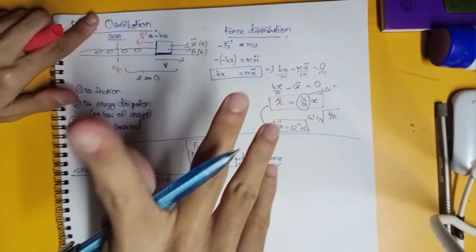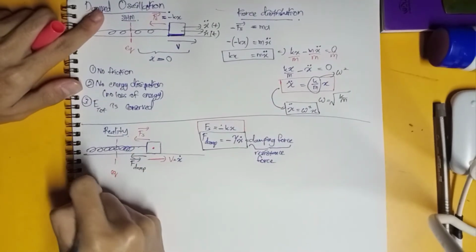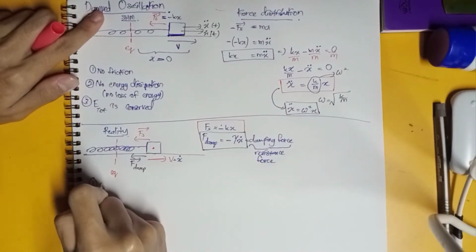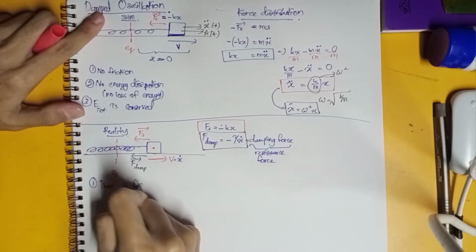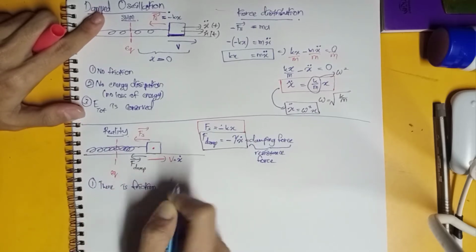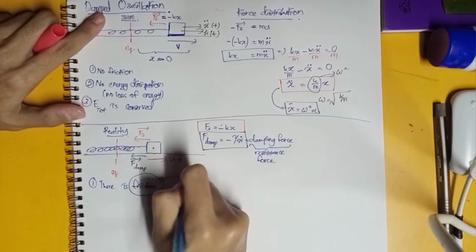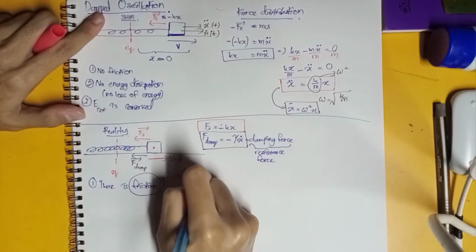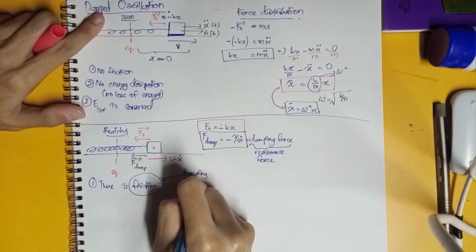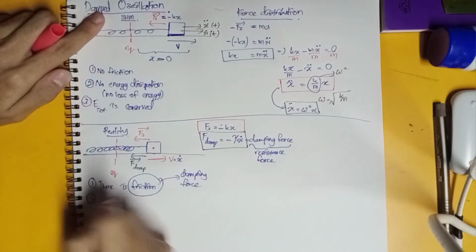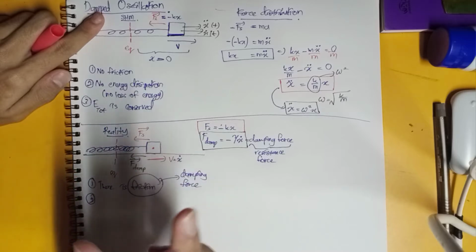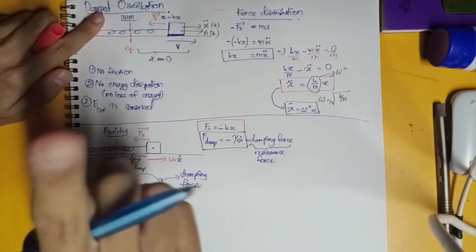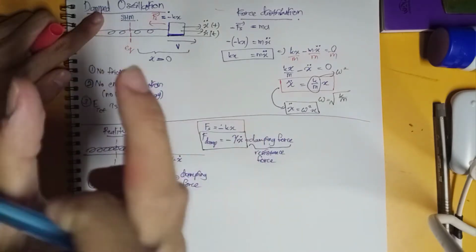Oh, hold on, before that. In reality, we know that there is friction, which is actually a damping force. And of course, when there is friction in the system, the object will stop oscillating at a certain time, right? The object will slowly stop moving.